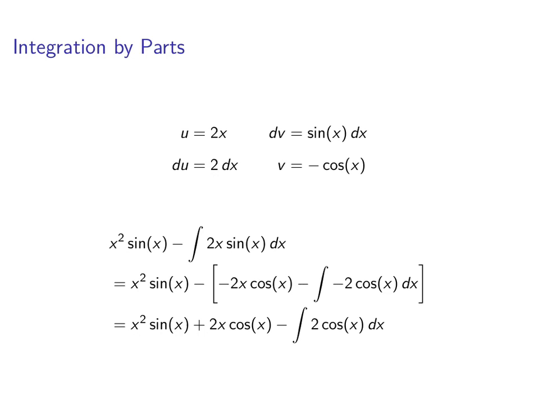And now this last integral that we have, the integral of 2 cosine x dx, well, that one's easy. And we just get this. And now, again, here's the point at which we're going to put in that plus c.